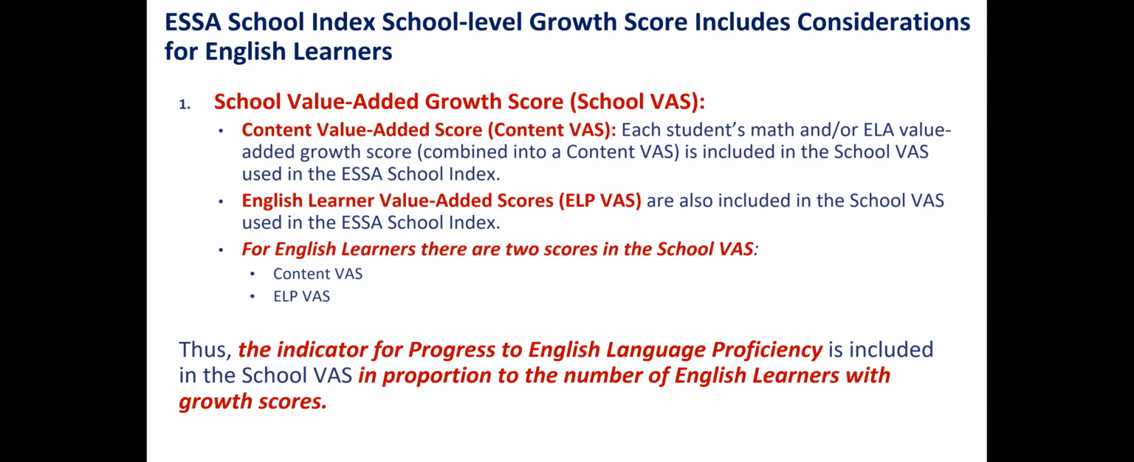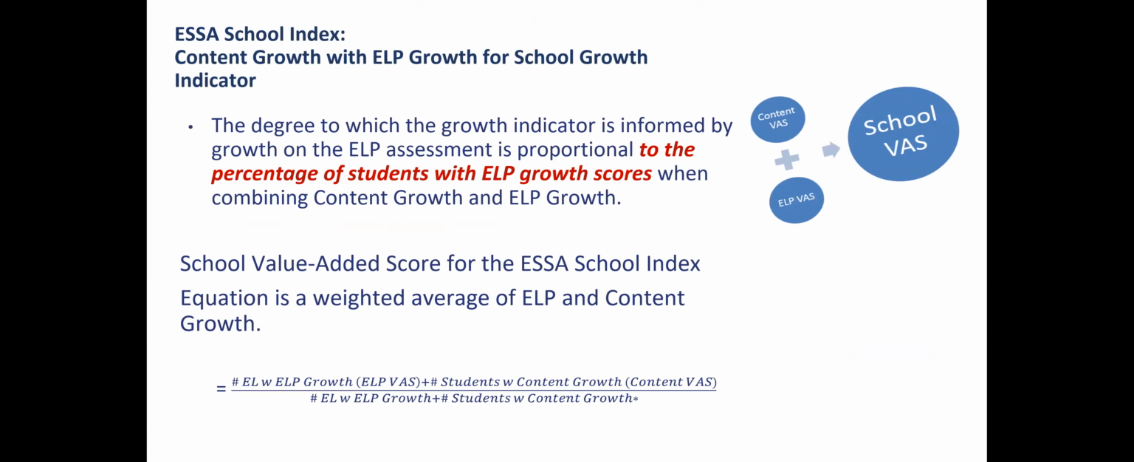because you're growing them in their proficiency, which in the theory of action, if you're growing them in their English language proficiency, then by the time they get to be proficient, they're going to be performing as well as their peers who are never English learners. So in the end, our indicator for progress to English language proficiency is included in the school growth indicator in proportion to the number of English learners with growth scores. This is critical. Now, this is something that we actually had to get special approval for, we had to provide additional evidence to the US Department of Ed that this worked the way that we were proposing it to work.